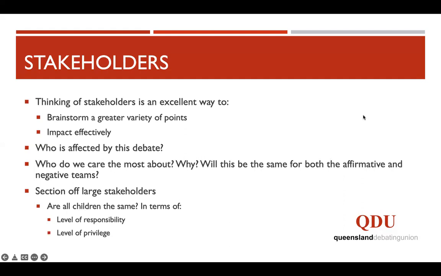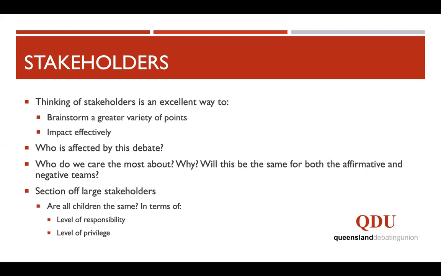Then, also, in order to think about points and to evolve your points as well, have a think about stakeholders. Stakeholders are groups of people who are affected by a debate. Thinking of stakeholders is an excellent way to brainstorm a greater variety of points and also impact effectively. That means you prove to the adjudicator that your point is important and that they should care about your point. So, have a think. Who is affected by this debate?